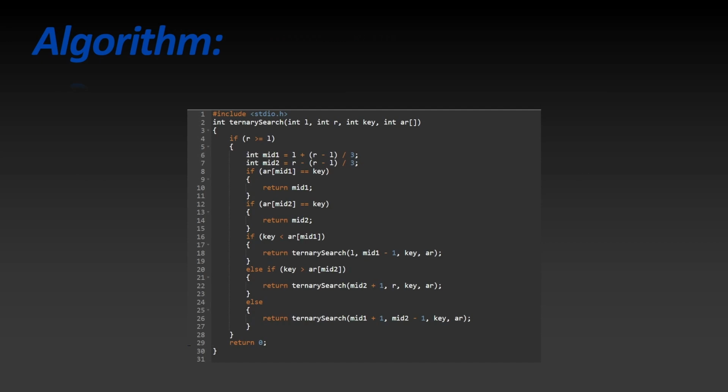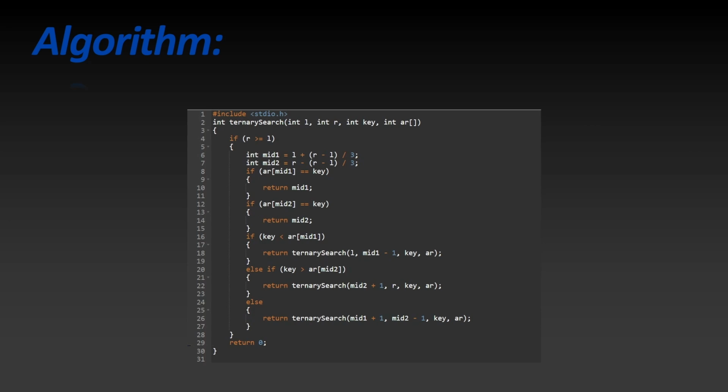This is the algorithm used for ternary search. First, we check if right is greater than or equal to left, and then we calculate mid1 and mid2. Mid1, as I already said, is left plus (right minus left) by 3. Mid2 is right minus (right minus left) by 3. In this way, we can calculate mid1 and mid2.